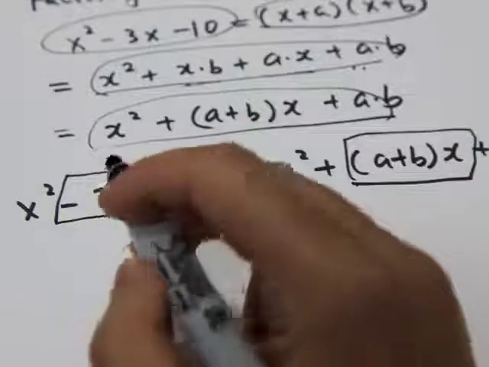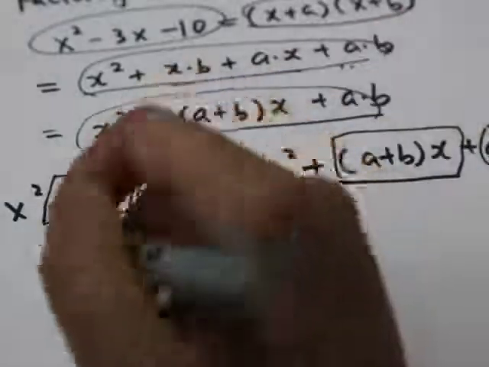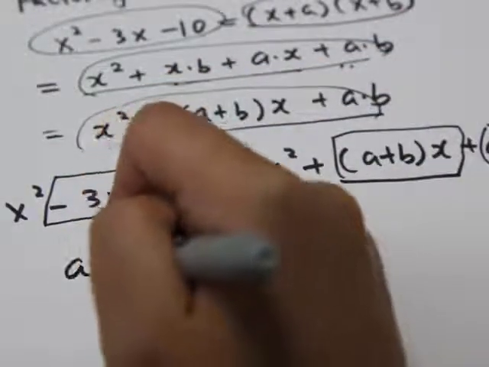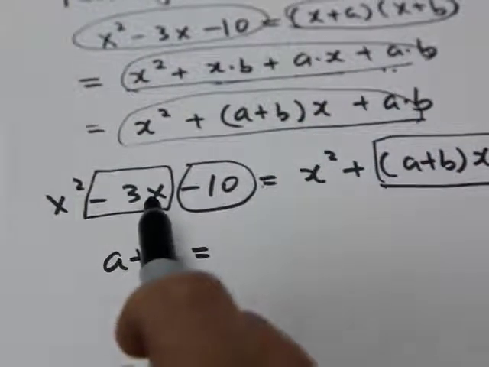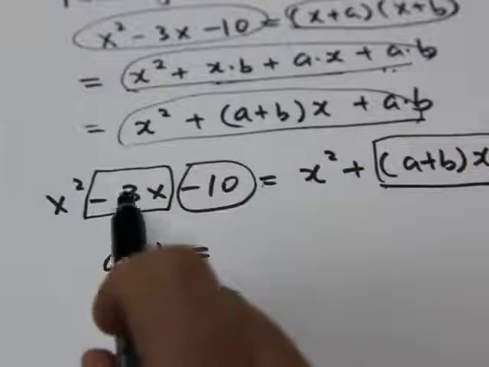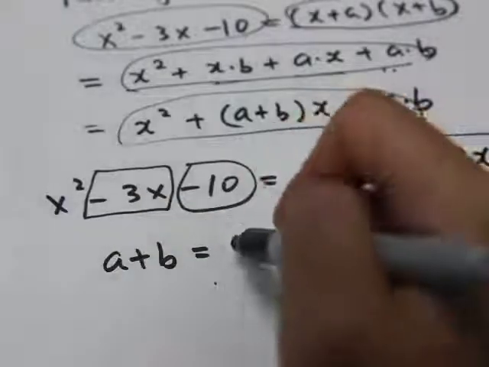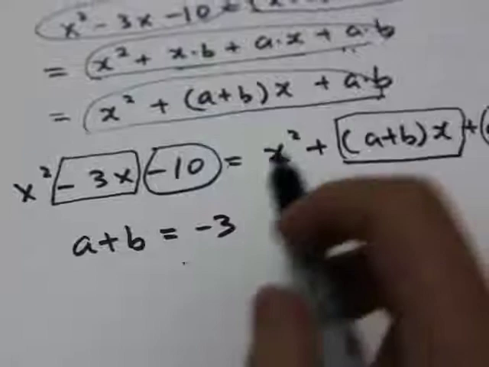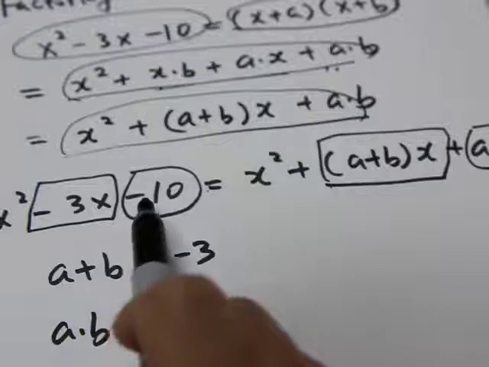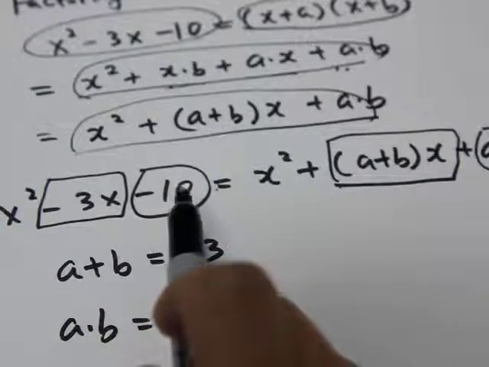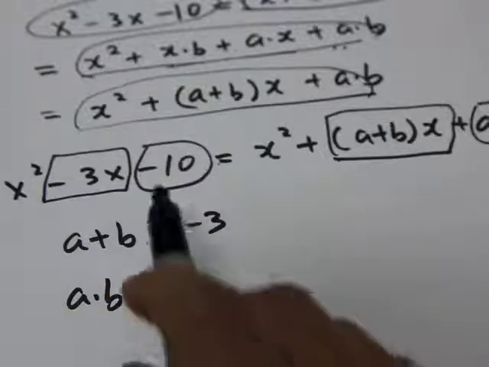So now we found the relationship between these two numbers a and b. The relationship is a plus b has to be equal to the coefficient of x. If the coefficient of x is a positive number, we put a positive number. If the coefficient is a negative number, we put a negative number. So it's negative 3. And the product of these two numbers must be the constant. Again, if it's positive, we write a positive number here. If the number is negative, we have to include the negative sign.